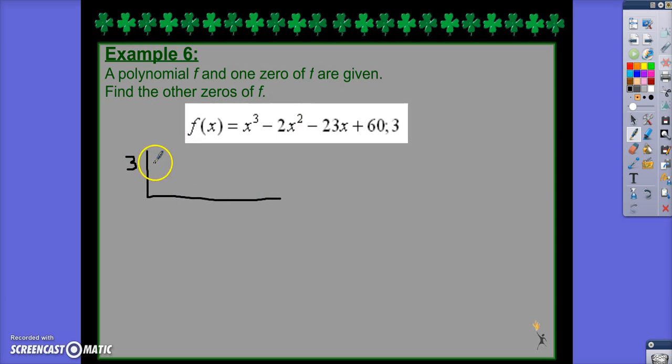Write all your coefficients. So you have 1, negative 2, negative 23, 60. We're going to do synthetic substitution, division. Bring the 1 down. 3 times 1 is 3. Now you have negative 2 plus 3 is 1. 3 times 1 is 3. Negative 20.